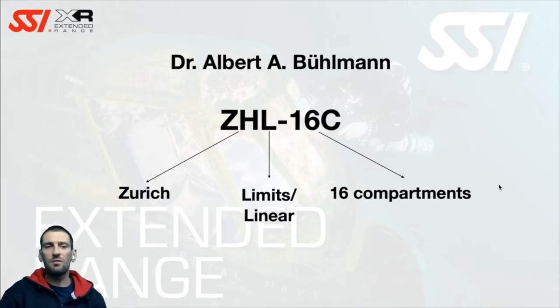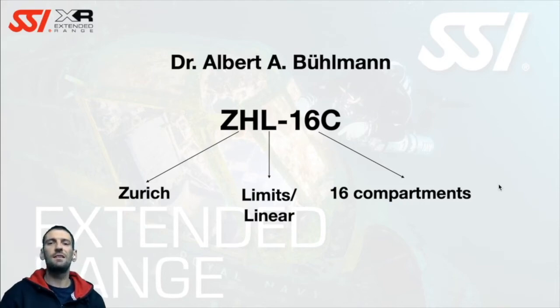So ZH comes from Zurich, because Albert Bühlmann was Swiss. He was working in Switzerland, so ZH is simply Zurich. L is limits or linear. Actually, I found two sources explaining this L. Some sources say limits, some say linear. So to be honest, I'm not sure what Bühlmann had in mind. In the book that he published, he doesn't explain that. So I'm not sure if anybody knows. If some of you have reliable information about what the L stands for, limits, linear, it might be something else, please let me know.